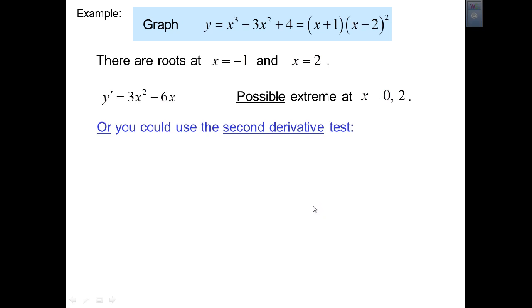All right, now another way that you can find the maximums and minimums is you could use the second derivative test. Now we haven't talked about this one. The second derivative test simply says that if you take the second derivative and evaluate it at those critical points, it'll tell you whether the thing is concave up or concave down.